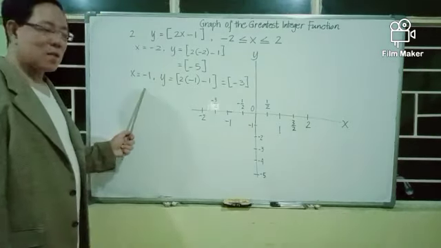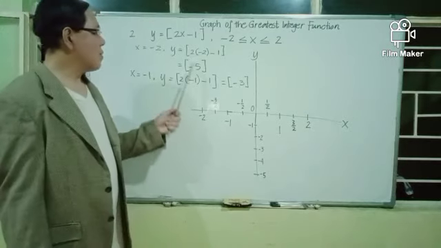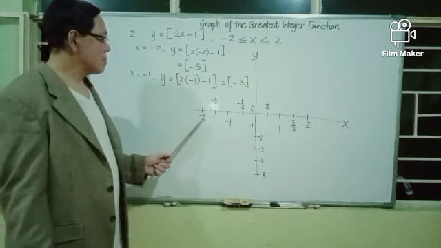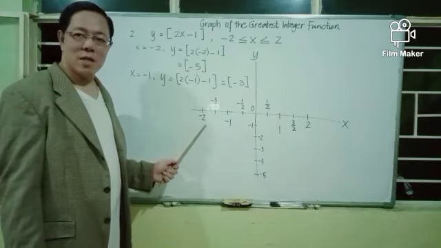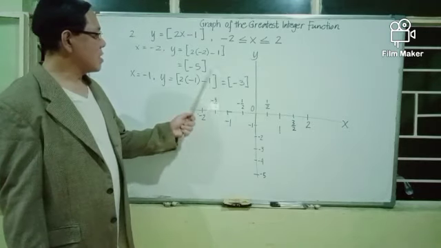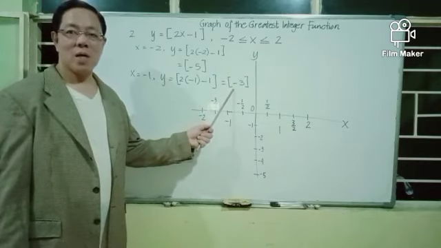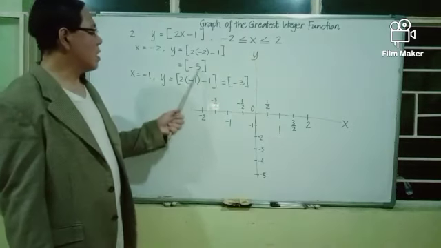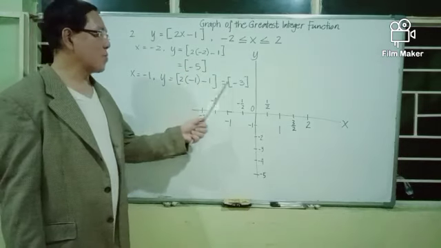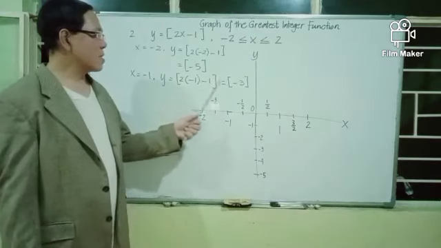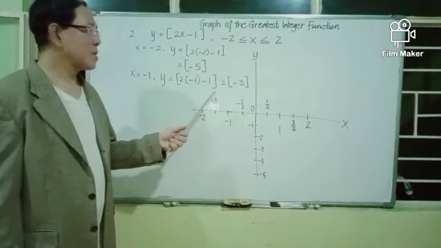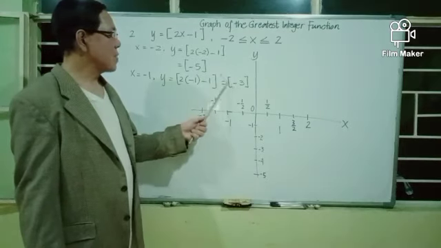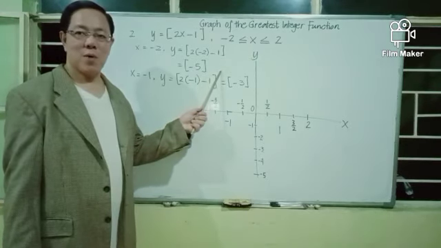Between negative 2 and negative 1, that's a 1 unit interval. But the values of y for real numbers between negative 2 and negative 1 is not a 1 unit interval. The values of y for values of x between negative 2 and negative 1 are between the floor of negative 5 and the floor of negative 3. And that's not a 1 unit interval because there is an integer between negative 5 and negative 3. And that integer is negative 4.